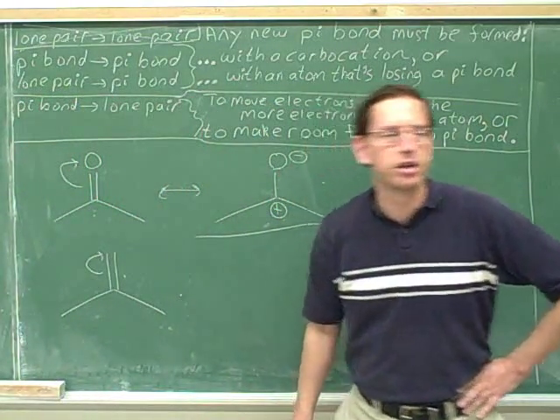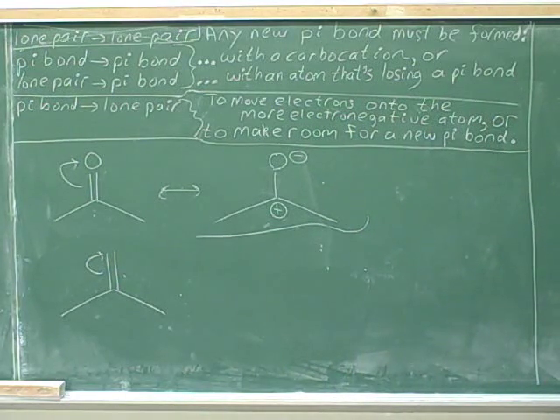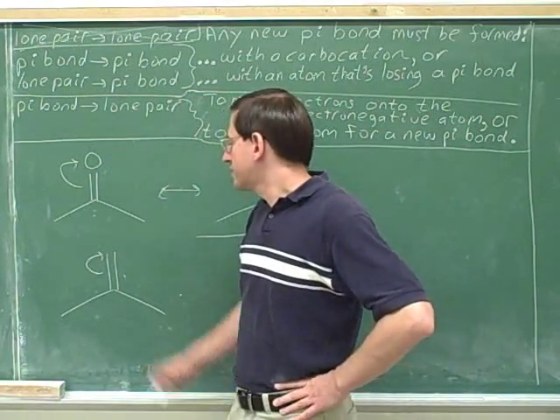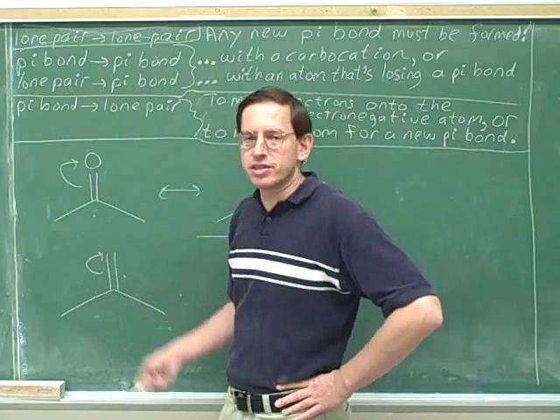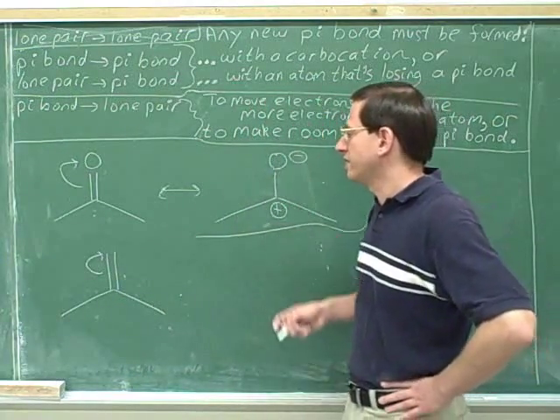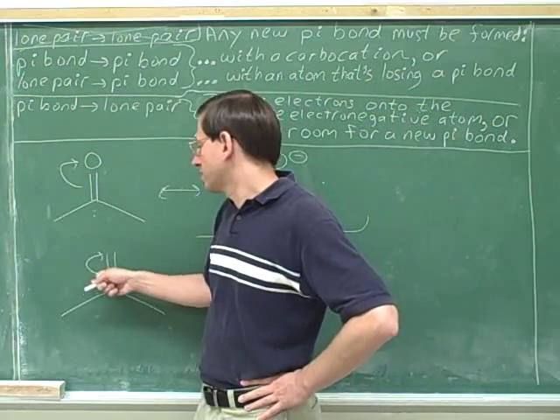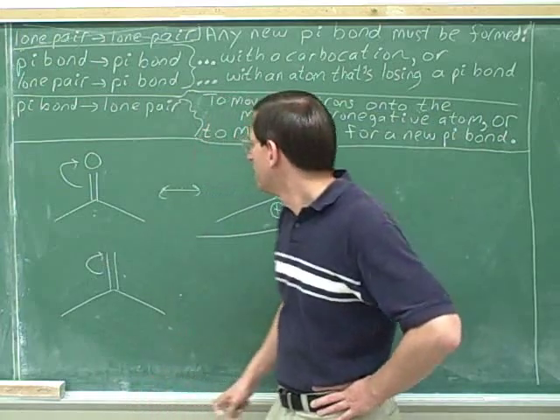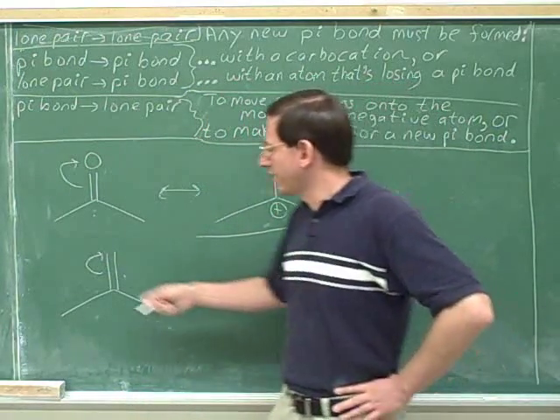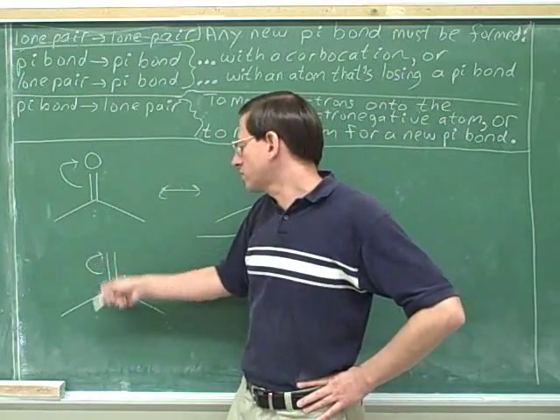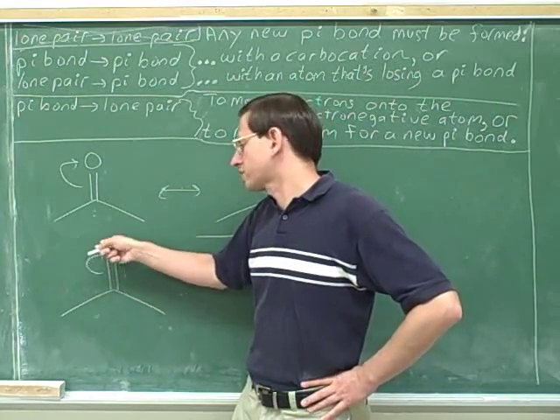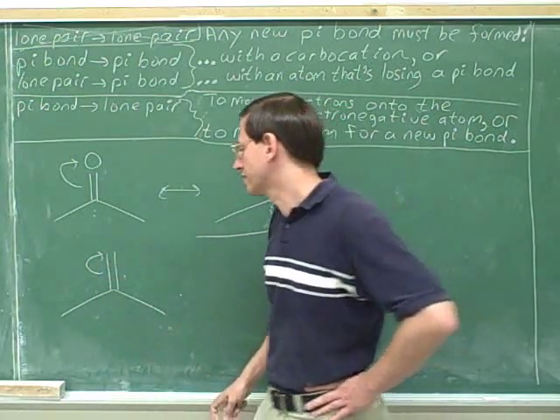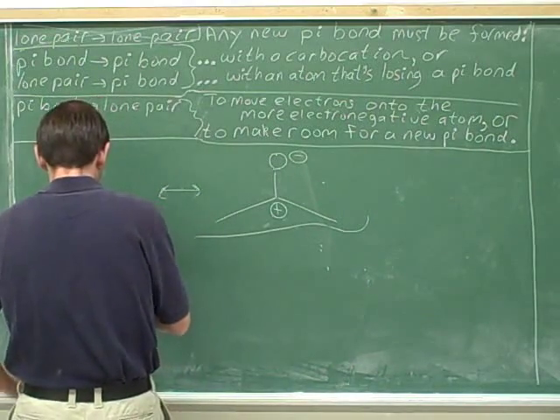Does this seem like a helpful arrow? Well, notice that the pi bond here is between two carbons. Neither of those carbons is more electronegative than the other one, so it doesn't seem like we have any good reason for moving this pi bond into a lone pair. We're certainly not making room for a new pi bond. We're not forming any new pi bonds. And because these have equal electronegativity, there's no reason to move the electrons up here. So this is going to give us a completely insignificant resonance structure. There's no point drawing it.